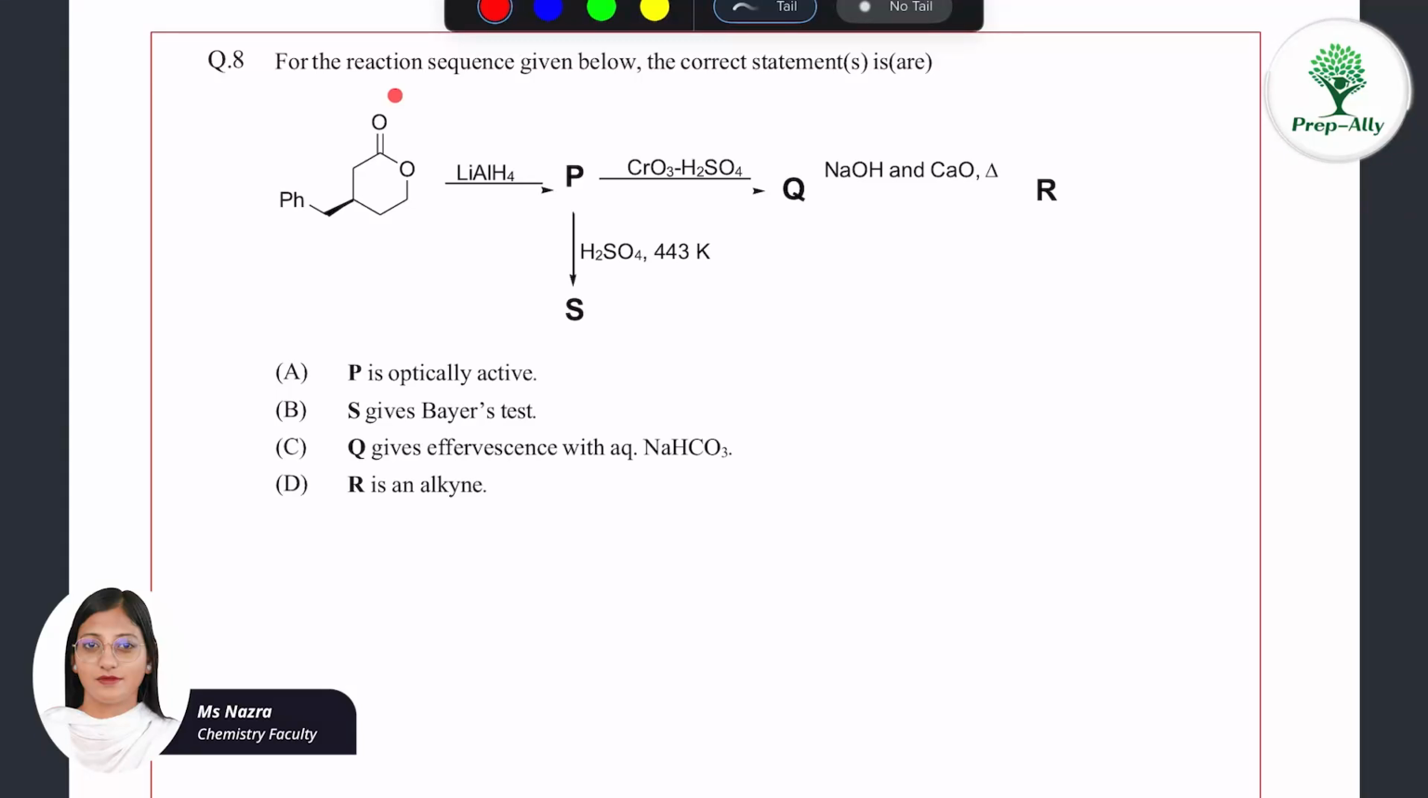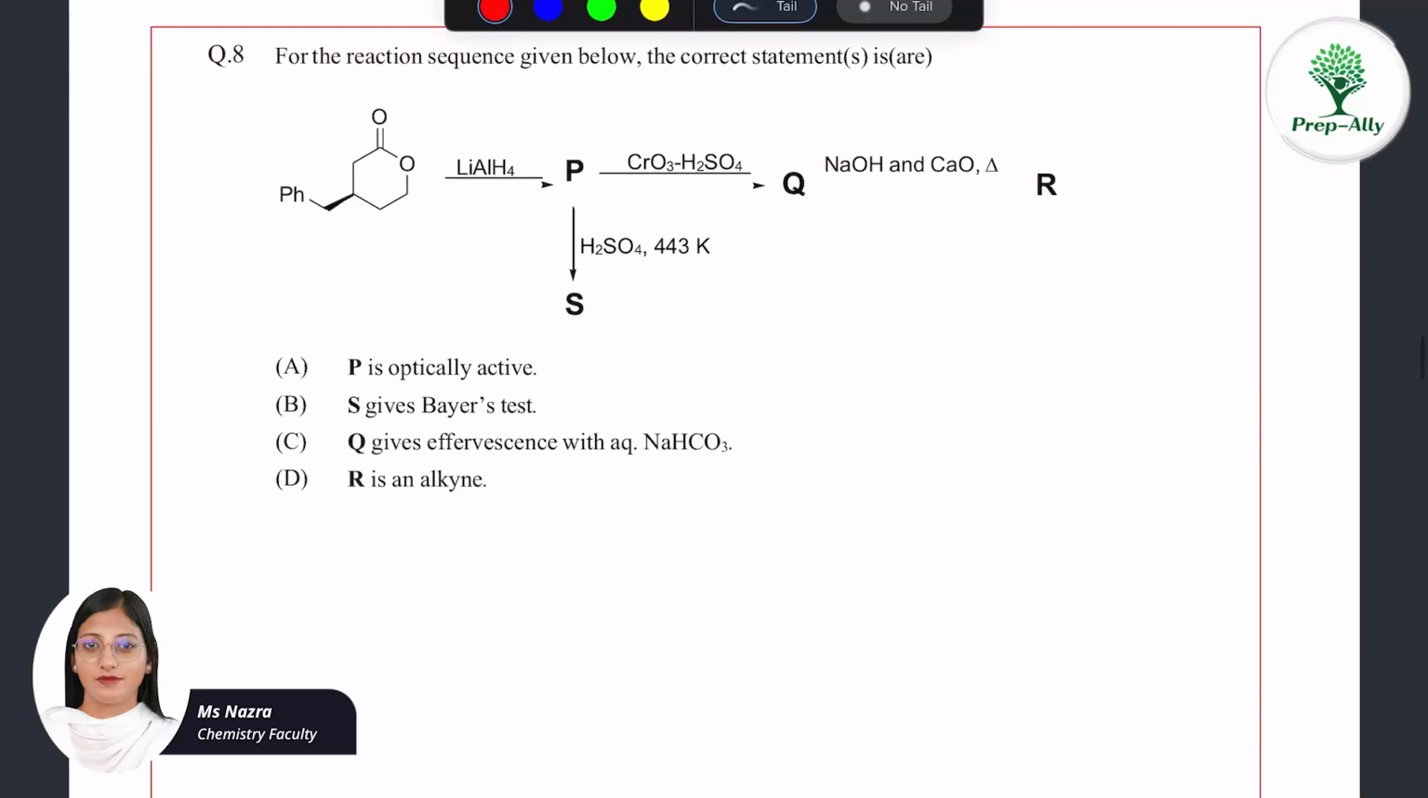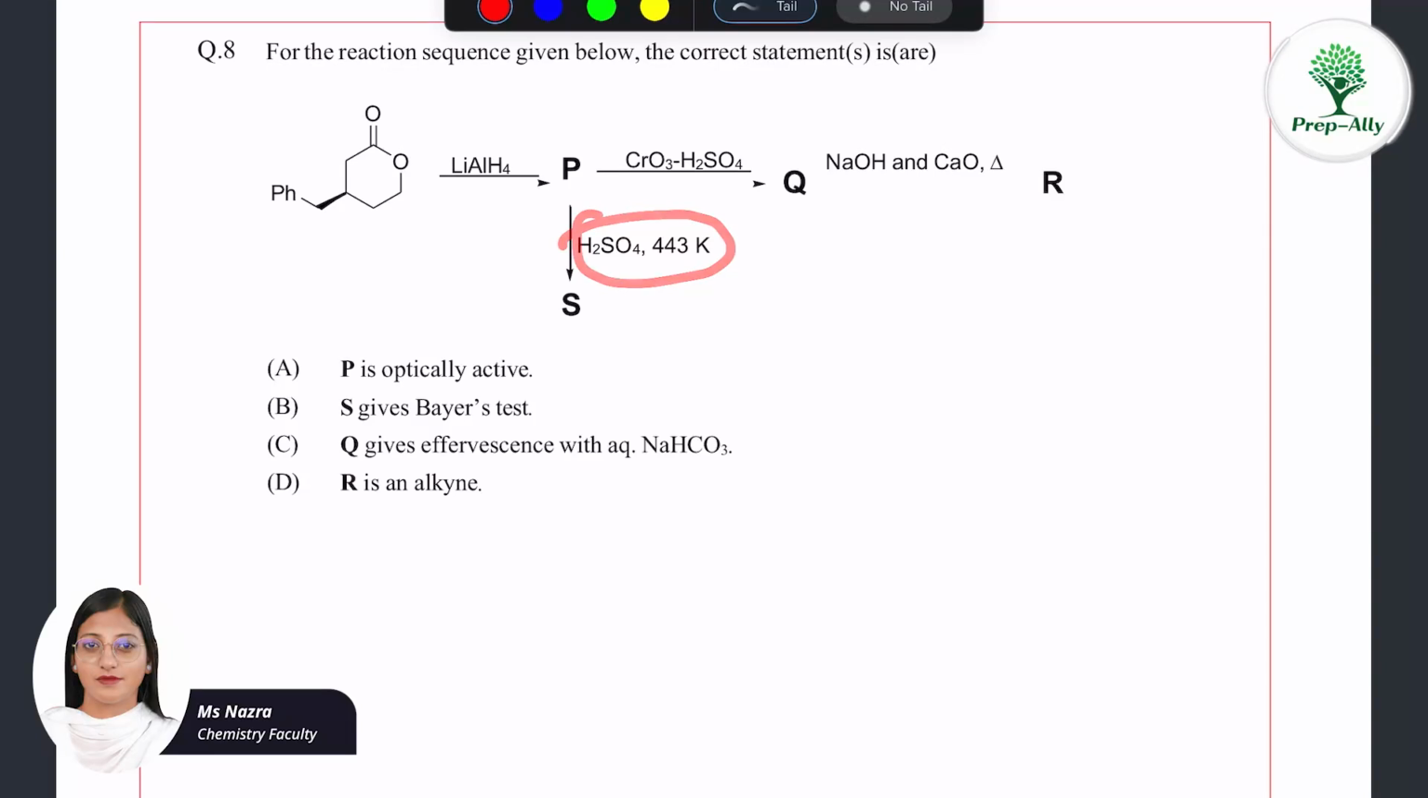First, it is a cyclic ester in which we are adding lithium aluminum hydride. So what is the use of LiAlH4? It will do the reduction and will convert it into alcohol. Next is CrO3 H2SO4, which will convert it into acid, and for that acid we are doing a decarboxylation by addition of sodium hydroxide and calcium oxide. Next, from P to S, H2SO4 is added and it is heated, and here we are getting S. Definitely it will do dehydration. So let's see the products.